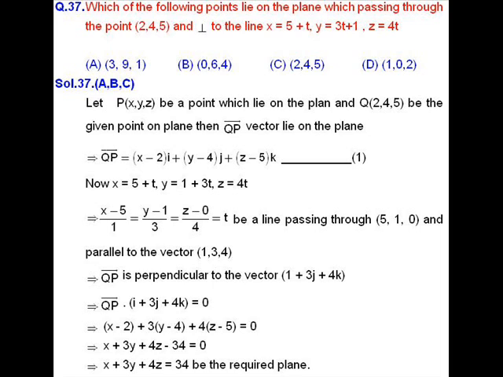the plane. So these two vectors will be orthogonal, so their dot product will be 0. So by using this we have QP vector dot (i plus 3j plus 4k) equal to 0. So when we solve this, then we have x plus 3y plus 4z equal to 34. So this is the equation of the required plane.